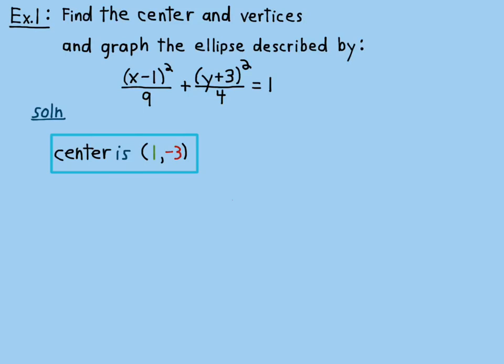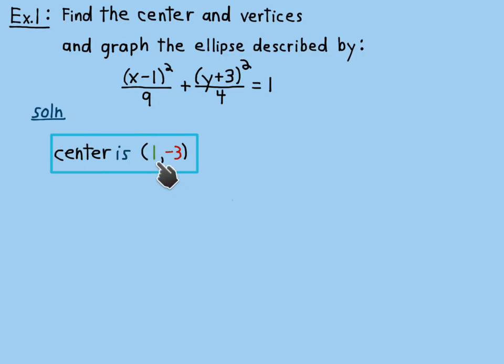The center I can tell right away is 1, negative 3. How do I figure that out? Well, it's the same old thing. You set this equal to 0 and solve for x. You get x is 1. So that means you go 1 in the x direction.